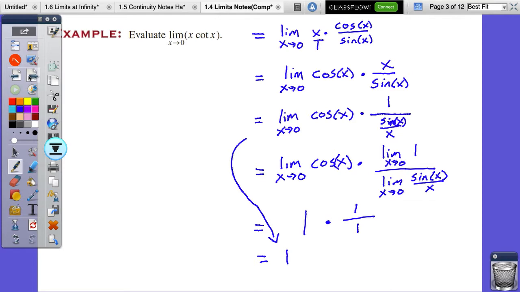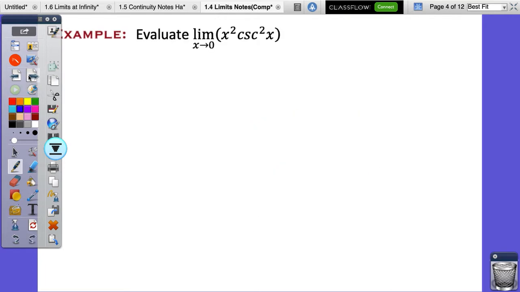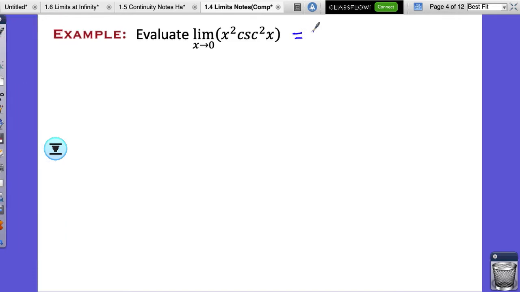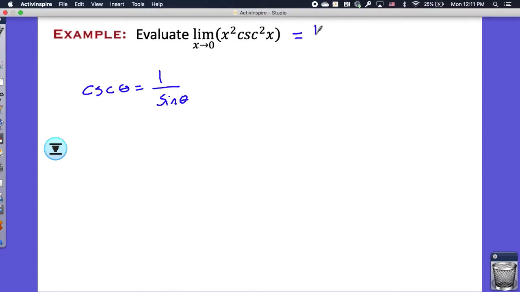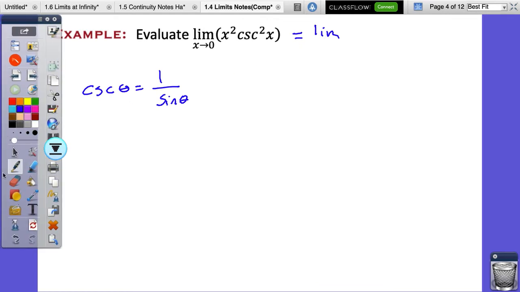All right, one other one that uses the same type logic, we have the limit of x squared times the cosecant squared. All right, but I am going to use that reciprocal identity. I know that the cosecant of theta is 1 over sine theta. And so I could rewrite this as the limit as x approaches 0 of x squared over sine squared of x.